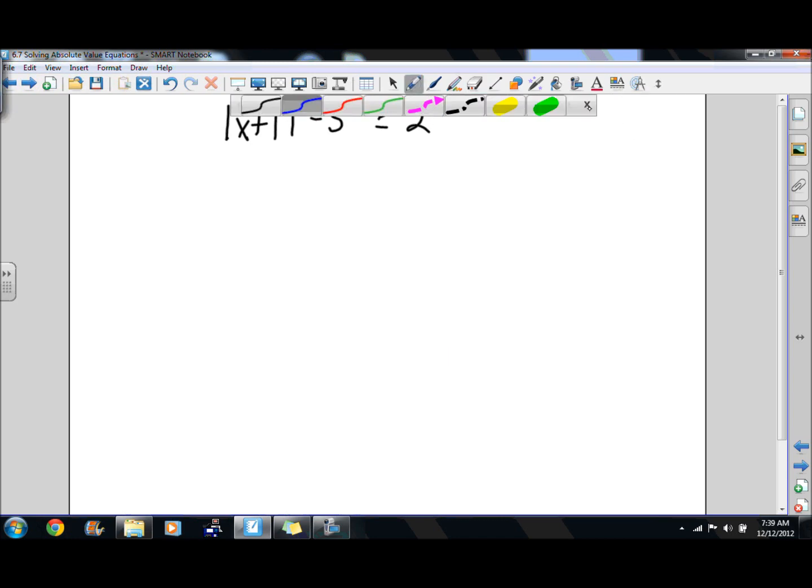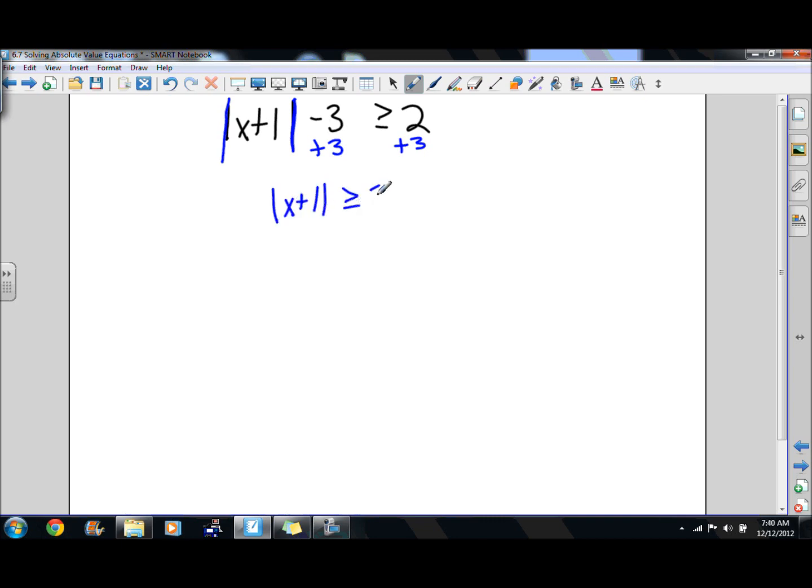So for this one, the absolute value here is not by itself yet. So I'm going to get rid of this 3 first. So I have absolute value of x plus 1 is greater than or equal to 5. All right, now we have to do the positive and negative solutions. The positive one's always easy. x plus 1 is greater than or equal to 5. A negative one is where it gets a little different. x plus 1, we have to flip the sign, less than or equal to negative 5.